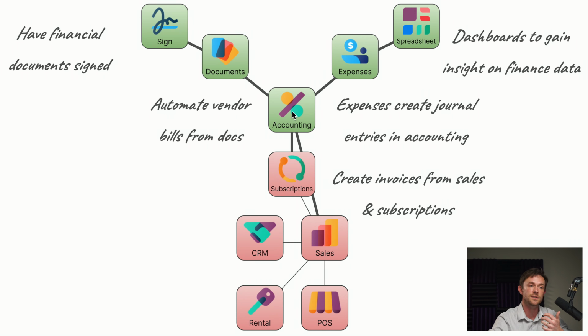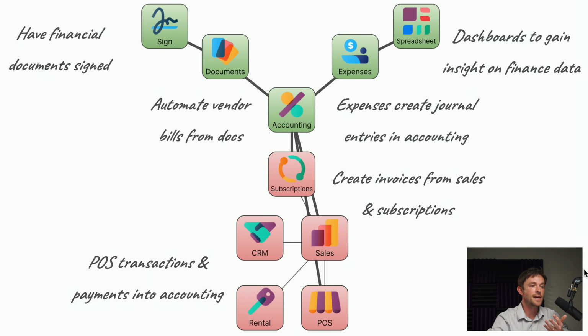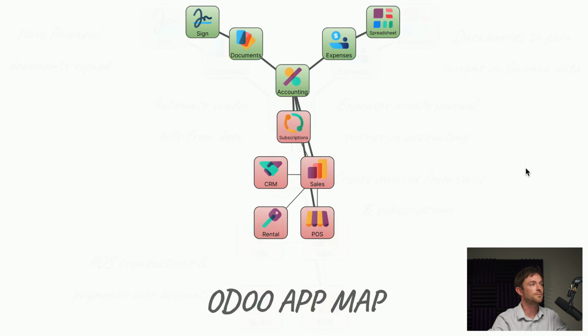And you can create invoices automatically through subscriptions. So those tie directly to accounting. And then same with point of sale. With POS, you can have those transactions and the payments flow into accounting too, which is really important. By default, I think they usually show up in the cash journal, but you can change it however you want to.